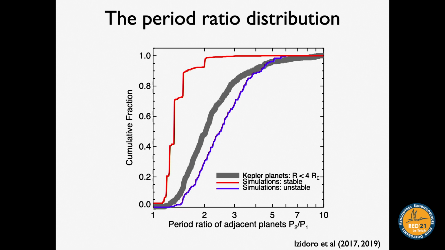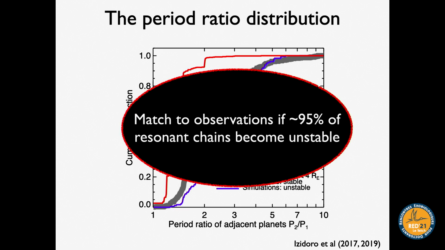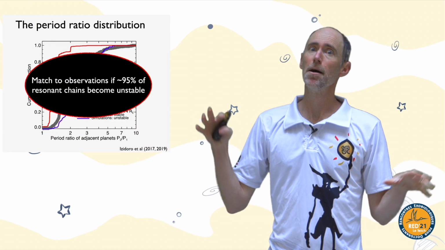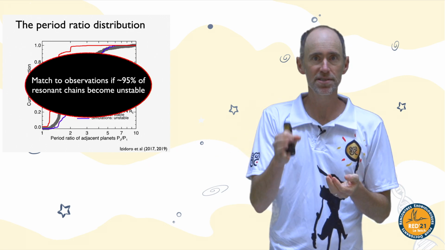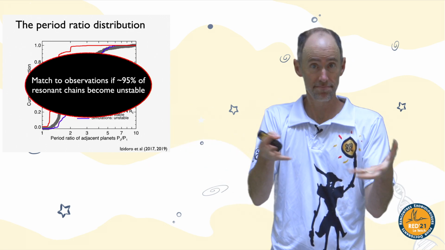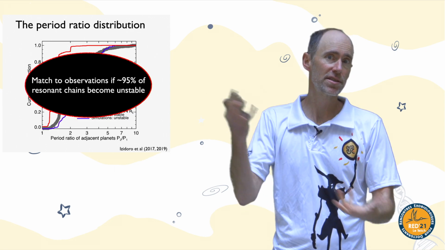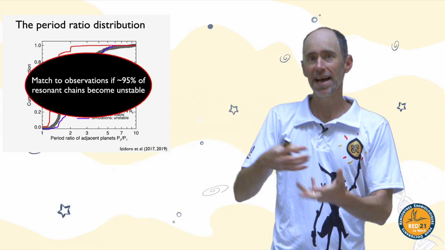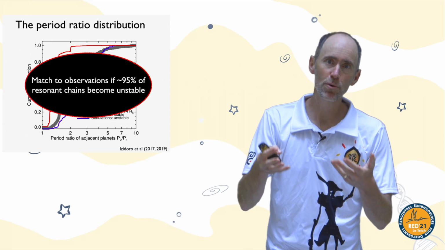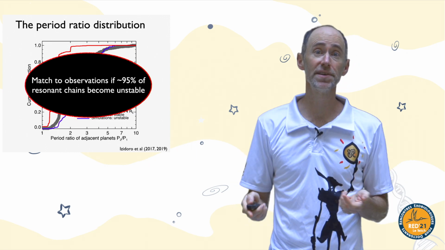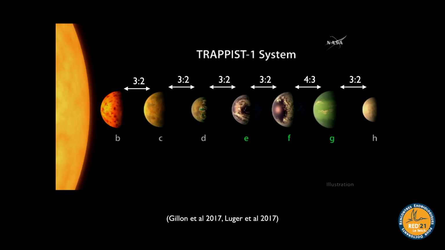And doing some statistics on this, you need about 95 to 99% of systems to go unstable after the gas goes away to match the period ratio distribution. And then it matches really well. And so the story kind of holds that most, maybe all, super-Earth systems went through a phase of this resonant chain existing, but most of them disappear, right? The gas went away, they went unstable, and the planets we see now were shaped in large part by that final collisional phase. And in a few cases, once in a while, the resonant chain survives.